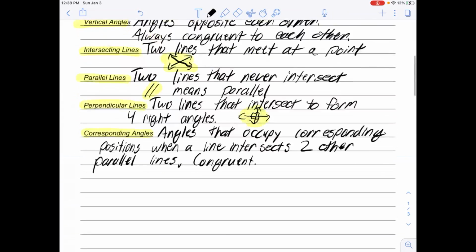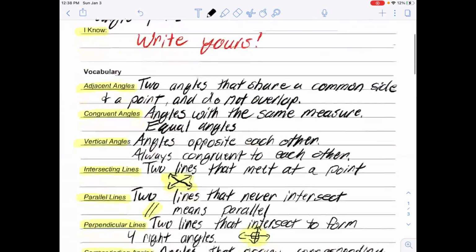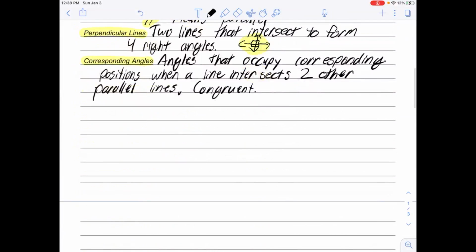We're going to start with adjacent angles. Adjacent angles are two angles that share a common side and a point and do not overlap. So if I wanted to draw a picture of that, we're going to draw like this. Here I have an obtuse angle, but it has this line in the middle. And now we're going to put some points on here so we can name things. So we're going to say that that's point A, point B, point C, and point D.